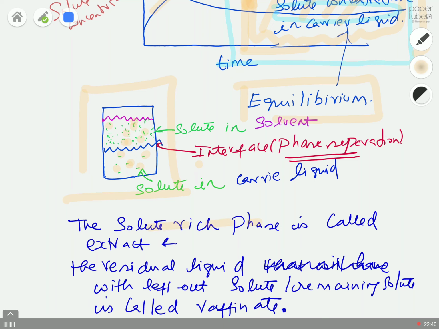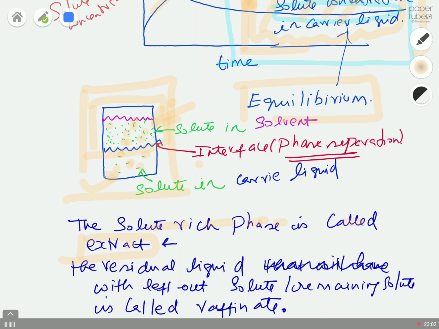Whatever the solute-rich phase is, we are going to name it as extract. So this part is your extract. And the starting feed mixture should now contain less of your solute, or you can call it the remaining or left-out solute after equilibrium. We are going to call that the raffinate. So you have some extract, you have some raffinate. That's how it's going to look.